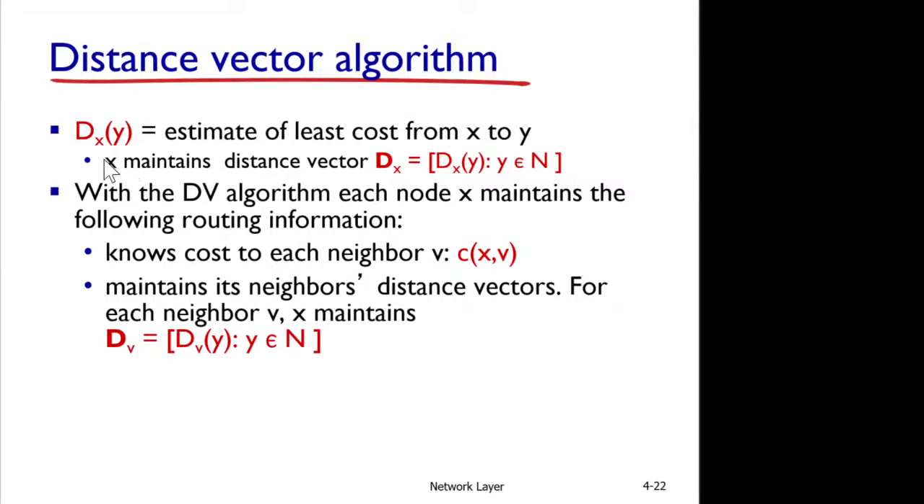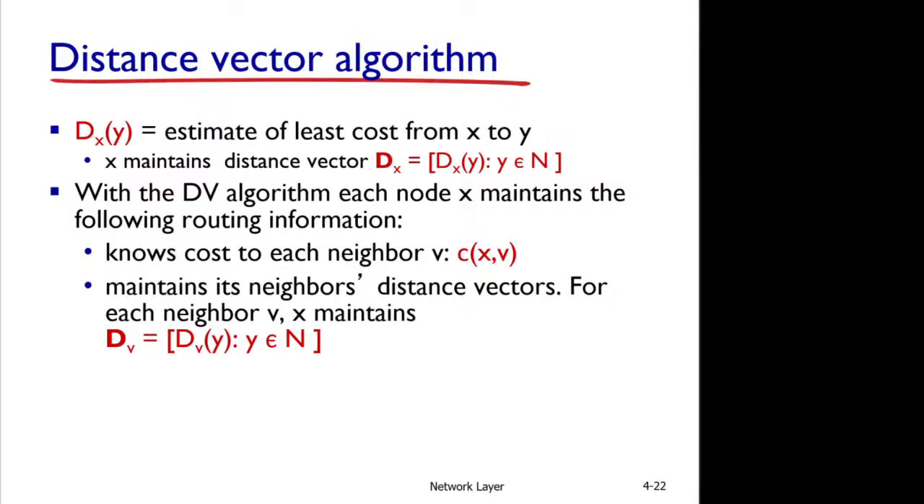So we start off with Dxy. That's an estimate of our cost to get to Y. It could be infinity at the start, and then X maintains what's known as a distance vector. So it just keeps a record of it. With the distance vector algorithm, each node X maintains the following routing information. So we start off with the cost to our immediate neighbor. So we always remember what is the cost to our immediate neighbor. And secondly, what is the cost from our neighbor to any foreign node that we're not connected to.